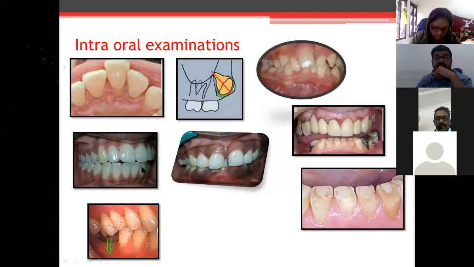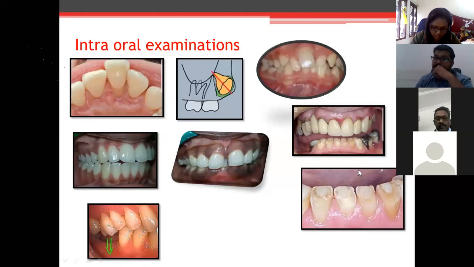Another important thing we have noticed in TMJ patients is a lack of canine guidance. Most TMJ patients will have group function. So when you change the group function to canine guidance, the pain goes off immediately, just like you switch it off. So all these things are very much important.